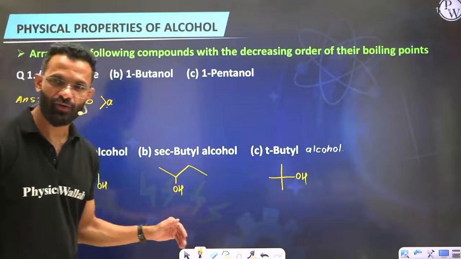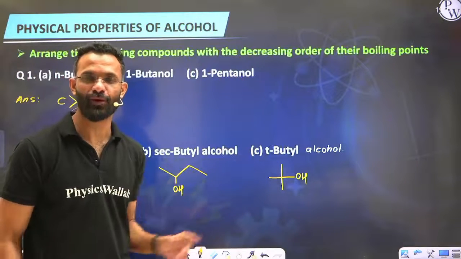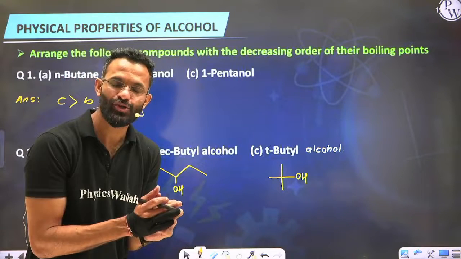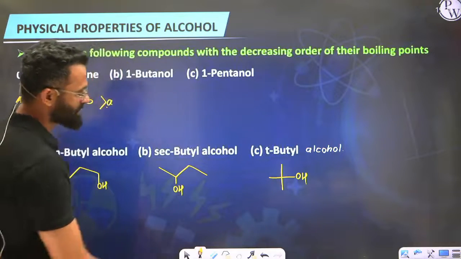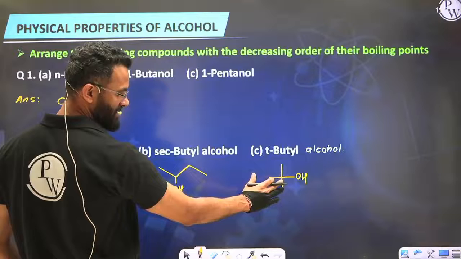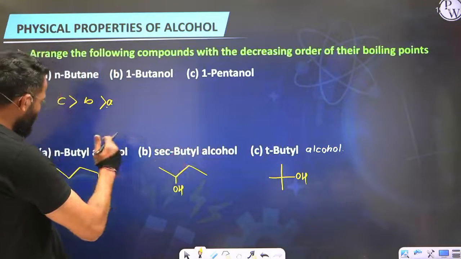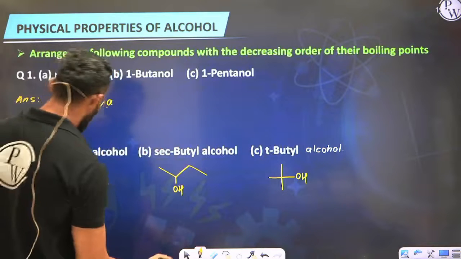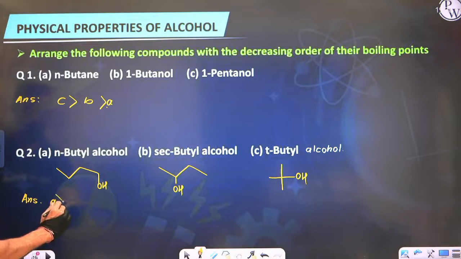Among isomeric alcohols, as the branching increases, the molecule becomes more and more compact. So surface area decreases, hence boiling point also decreases. So tertiary butyl alcohol, being most compact, its boiling point will be least. Sec-butyl will have a relatively higher boiling point, and n-butyl will have the highest boiling point. So the answer here will be A highest, then B, least is C.